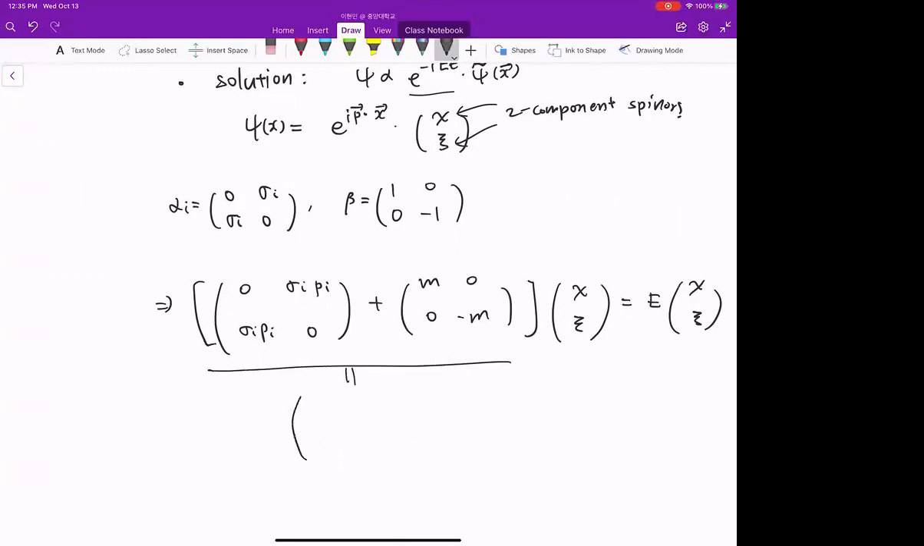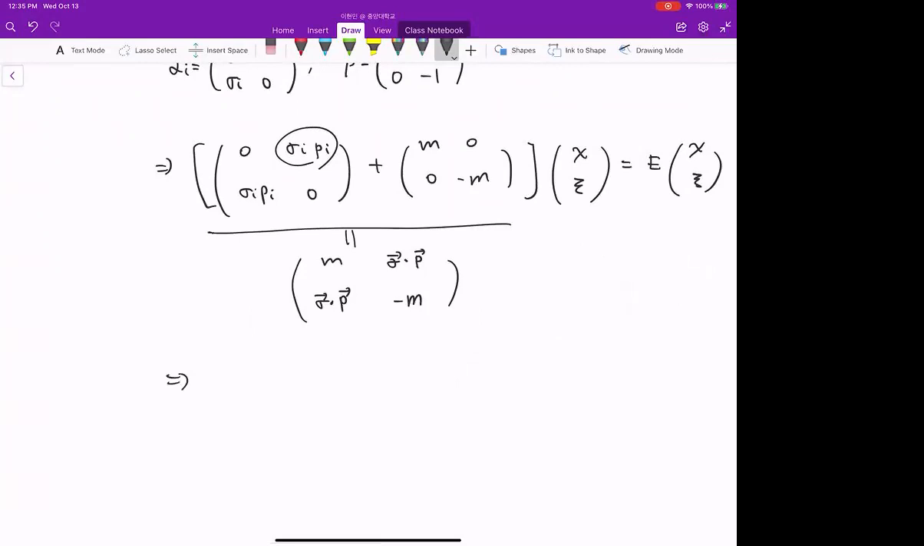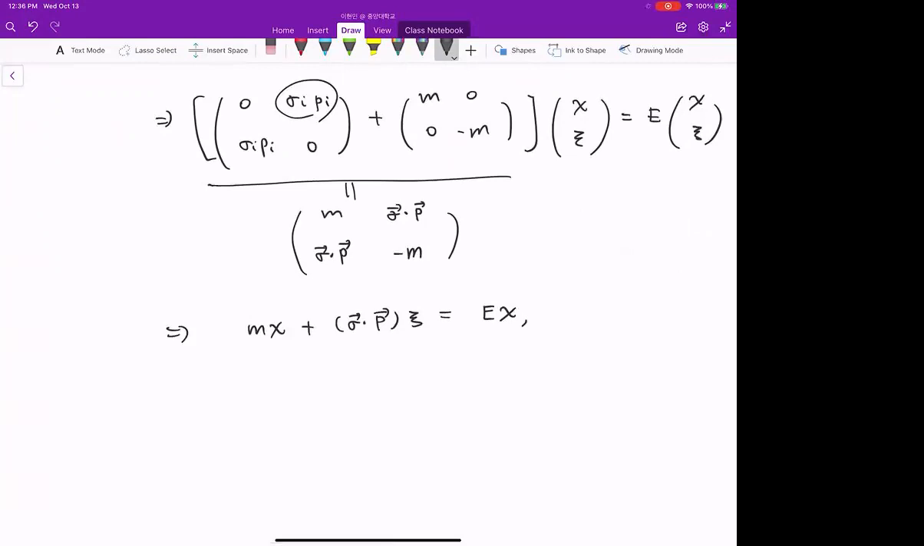So this is the m. And sigma dot p, we call this a scalar product. Then you can expand them to write down these two sets of equations. And the first is the positive energy solution, so energy is positive.